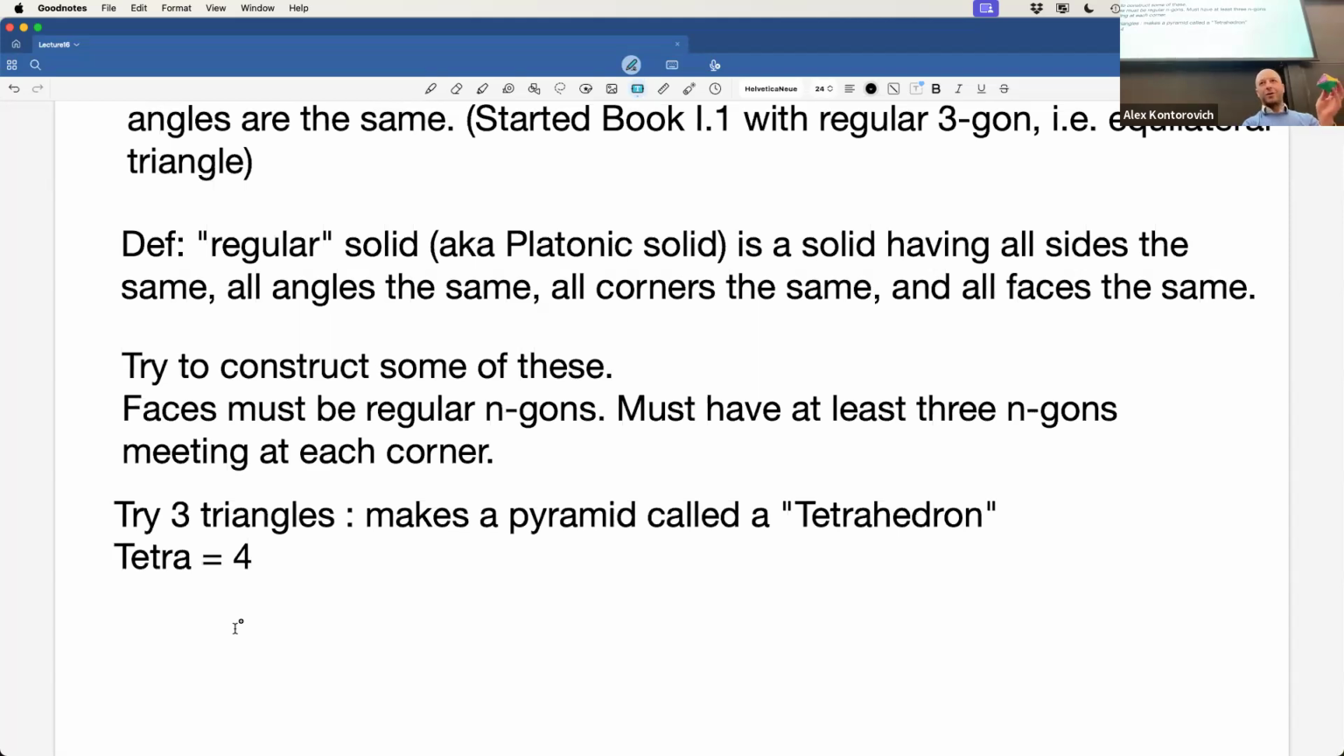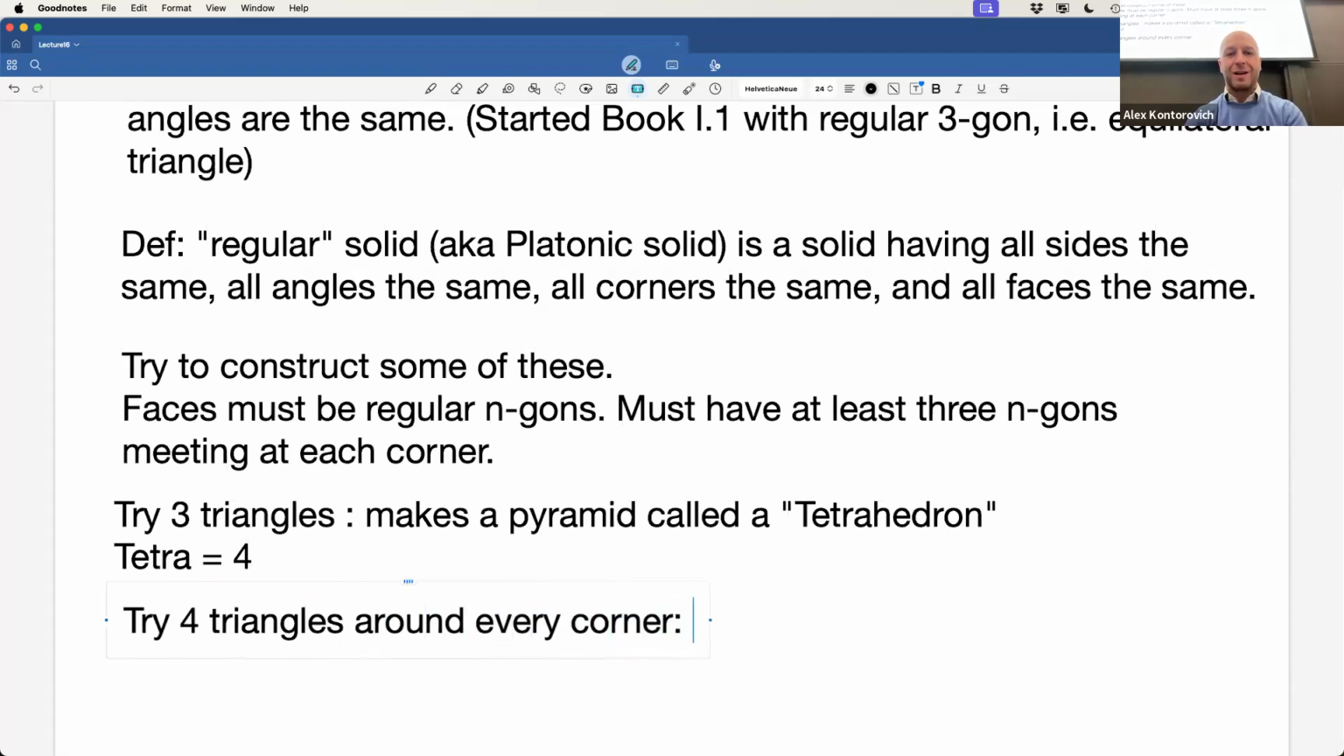And how many of them are there total? How many on top? 4, because that's at this corner. How many on bottom? 4. 4 plus 4 is 8, so what do you think this is called? Octahedron. Okay, this is the octahedron. So 4 triangles around every corner forms an octahedron. Okay, let's draw little pictures of these.